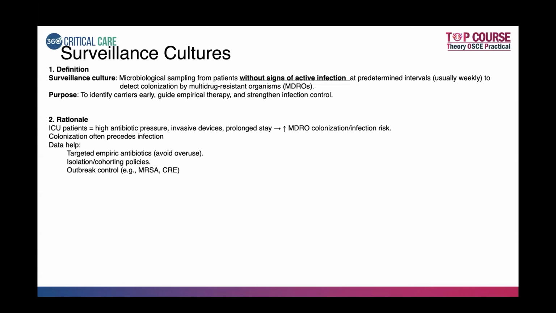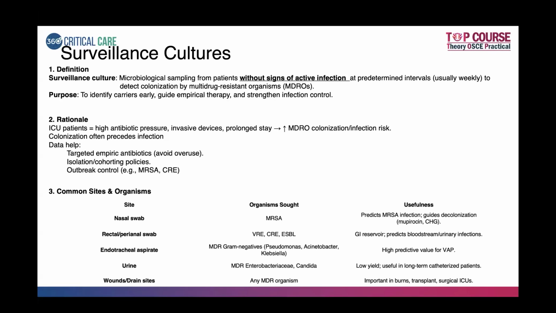So the rationale is ICU patients are at high antibiotic pressure, they have invasive devices, and are usually associated with prolonged stay. All these are really significant risk factors for increased multi-drug resistant organism colonization and infection risk. So colonization usually precedes infection. So the data helps in targeting empirical antibiotics, avoiding overuse, isolation or cohorting policies, and outbreak control. Example, MRSA or CRE.